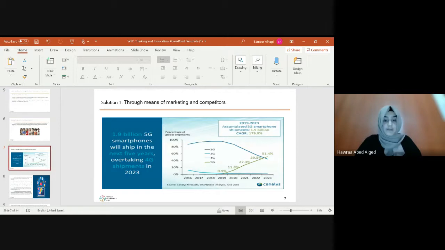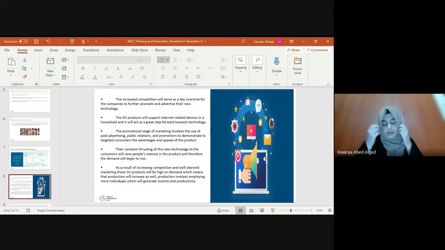to include 5G, as well as perhaps even forming agreements with other companies to collaborate on this new product. The increased competition will serve as a key incentive for companies to further promote and advertise their new technology. The 5G products will support the internet-related devices in a household and will act as a great step towards technology. As the 5G products will increase the speed of the internet of these devices, they will ultimately make us rely on them.